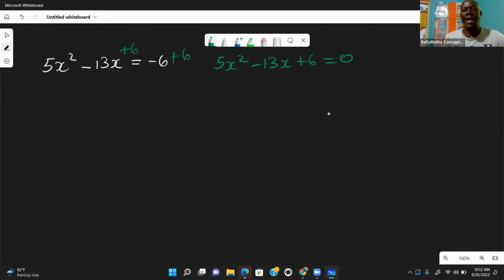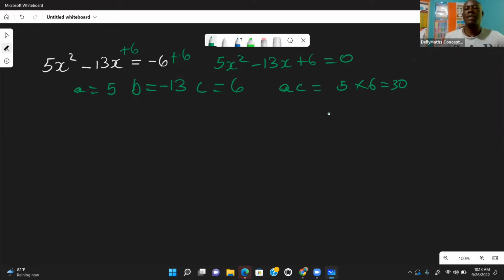So that's the case. At this time, we want to list what is A, what is B, what is C, when everything is equal to 0. So A is the coefficient of the square, which is 5. B is the coefficient of x, which is negative 13. And C is the constant, which is 6. Now from here, we would like to see AC, which is 5 times 6, and this is 30.